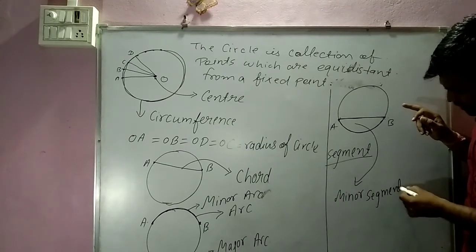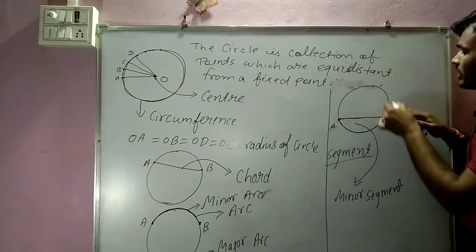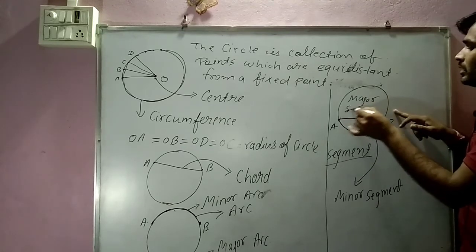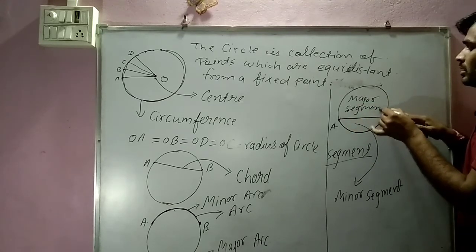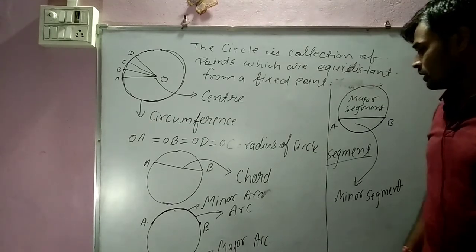And the region between the chord and the major arc is called the major segment. These are some basic terminology related to circles.